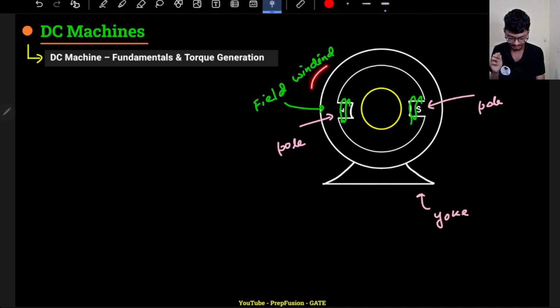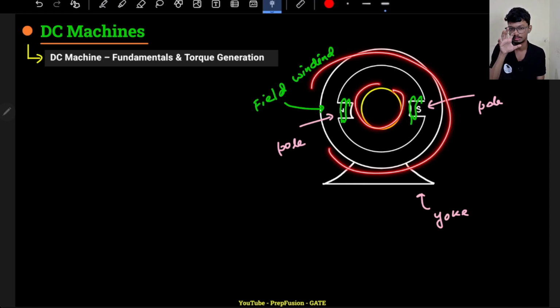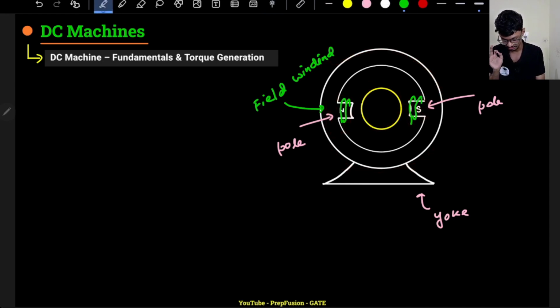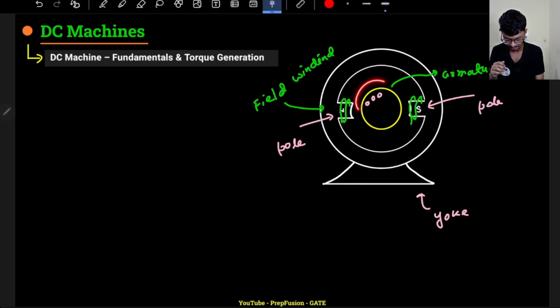Inside this yoke there is the rotor. This is known as the stator portion, and this is the armature. This is called the armature. In armature, I'll just write here, it is just a placeholder for conductors. These are the conductors.